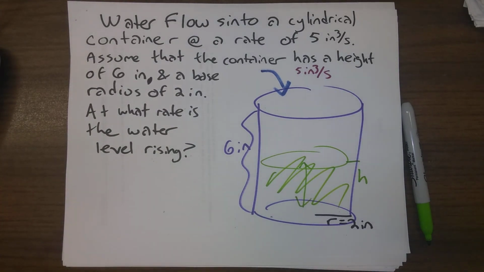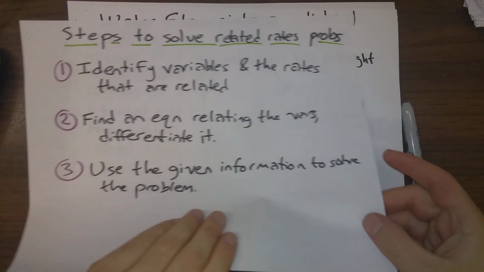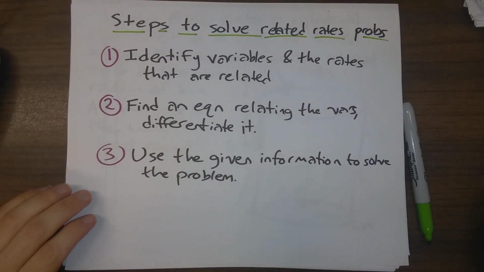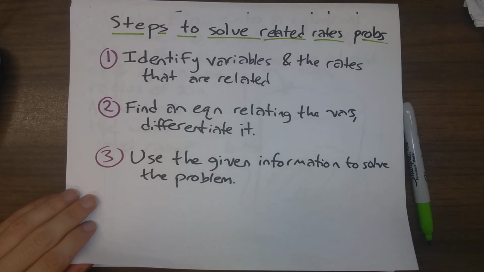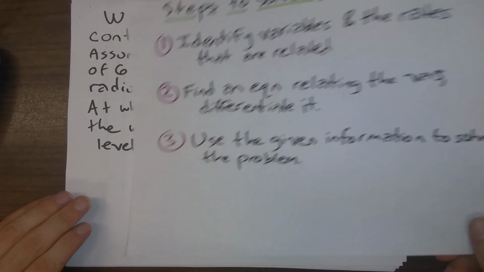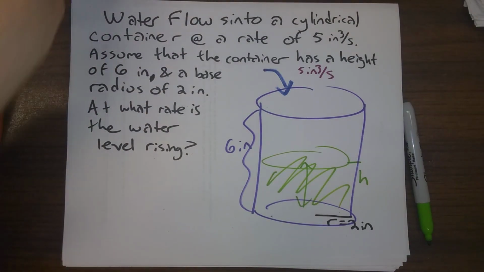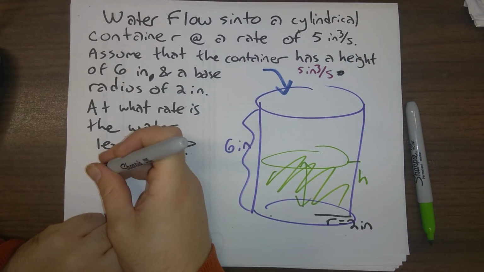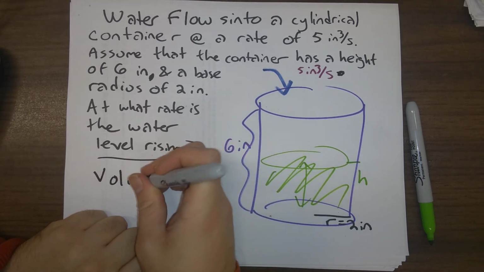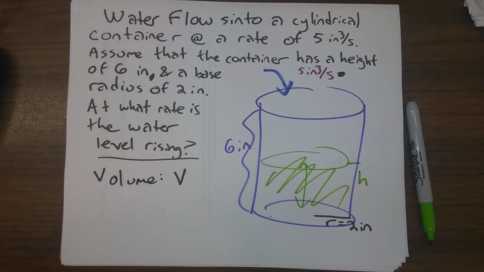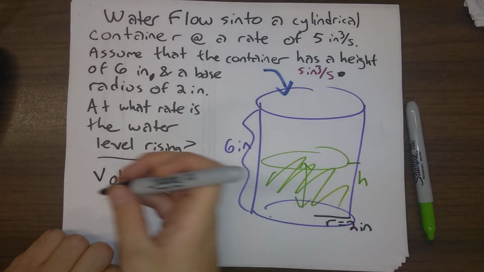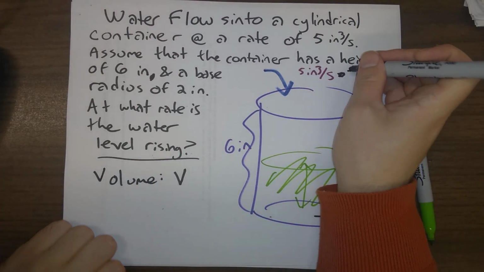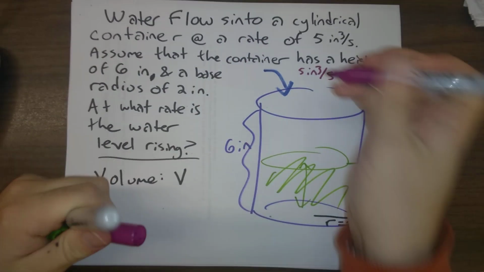Okay, so to take a look at our list of things to do. Step 1 is that we have to identify the variables and the rates that are related. So what do we have? We want to think about volume, which is V. That's how much water is in our cylinder at the time.